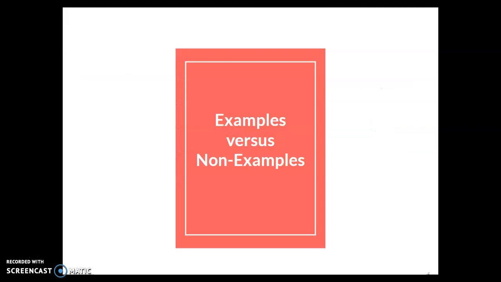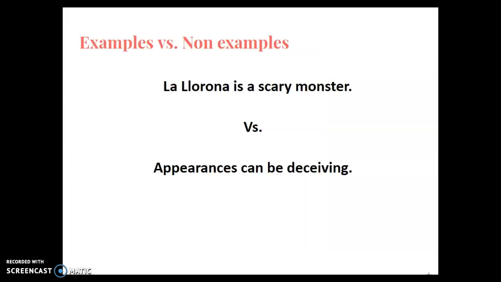And so obviously, sometimes we think things are themes, but they're not. So let's review really quickly what's an example and what's a non-example. La Llorona is a scary monster versus appearances can be deceiving. Both of them talk about looks, but appearances can be deceiving can be applied to real world issues, right?